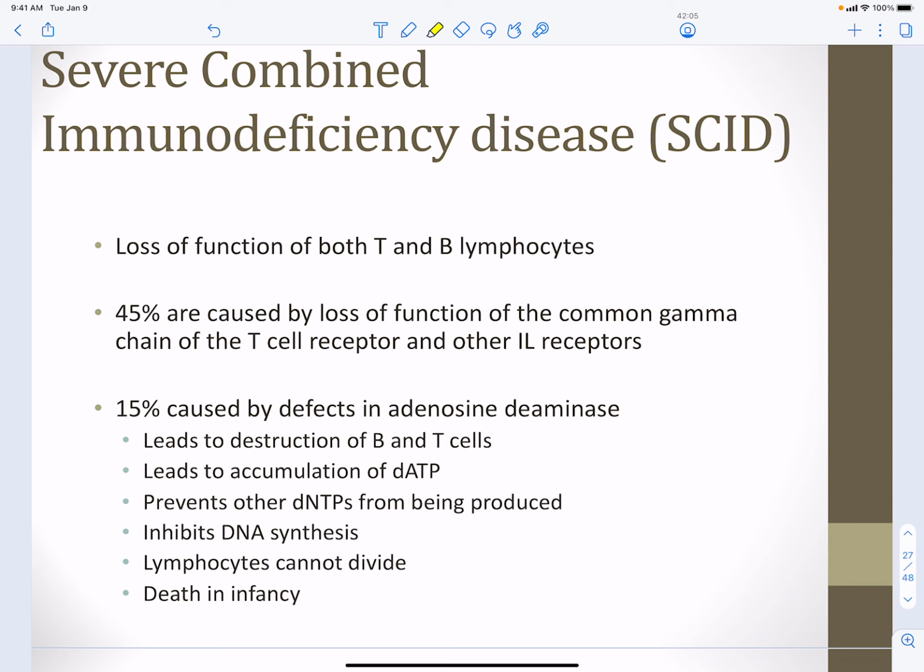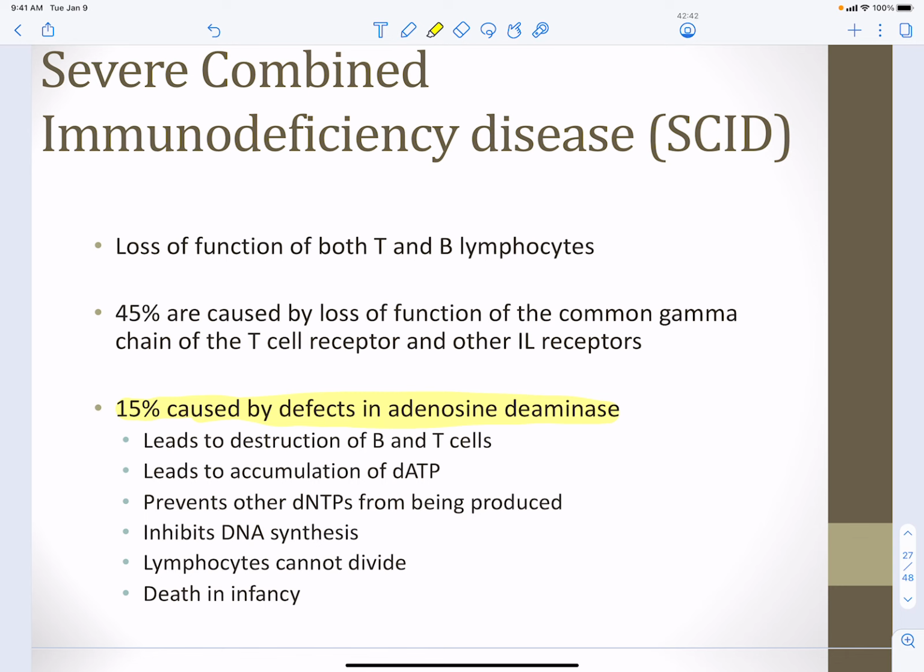But what you do have to know is that 15% are caused by defects in that enzyme we just talked about. You're going to destroy your B and T cells. B cells make antibodies. T cells are T cell responses. So you have a loss of your immune system, basically. One thing that helps people understand what this means is the so-called bubble boy syndrome. People have to live in a sterile environment because they can't be exposed to any potential microbe, because even the most benign microbe can kill a person with SCID.